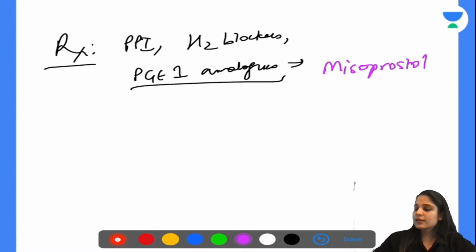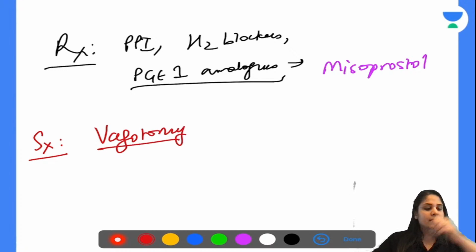Other than this, what is the surgical treatment? For surgical treatment, you want to reduce the amount of gastric acid that is produced. To reduce the gastric acid, you need to cut the innervation of the parietal cells. How do you cut the innervation of the parietal cells and the antrum? By cutting the vagus nerve. So you need to do a vagotomy.